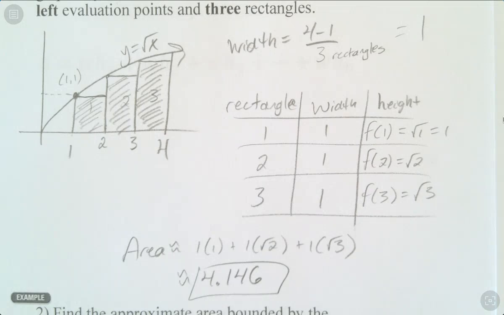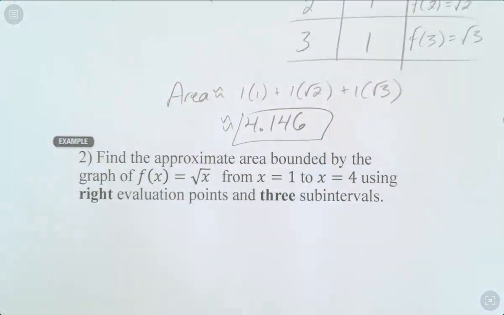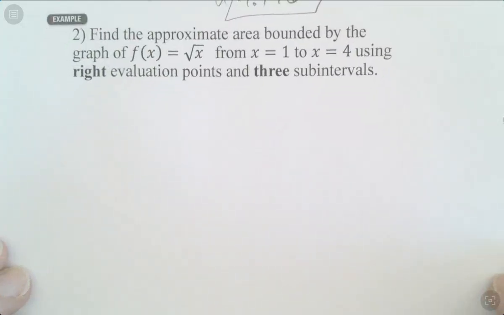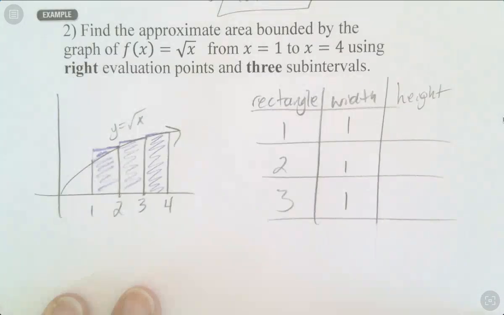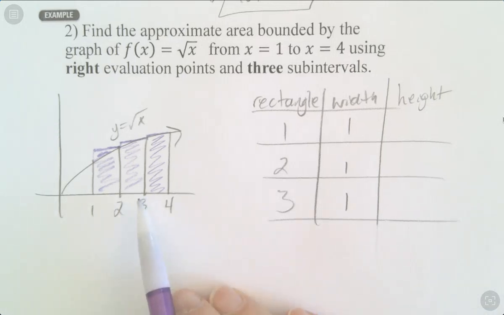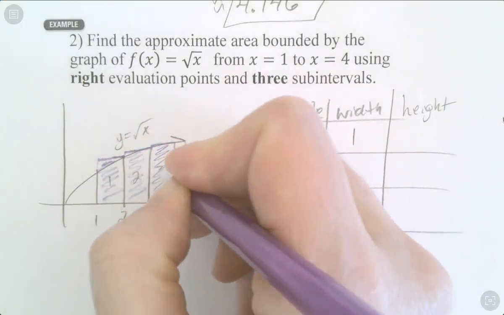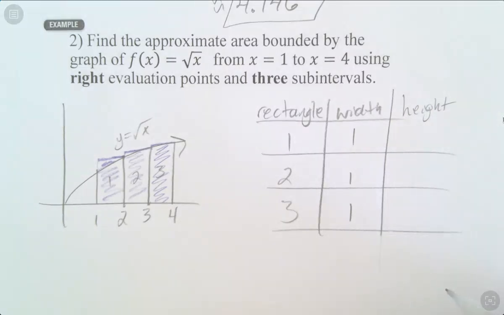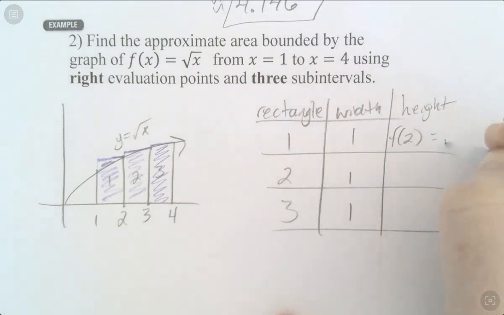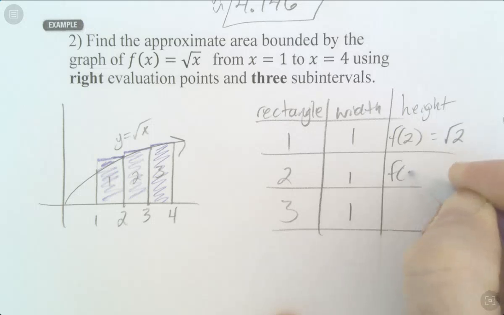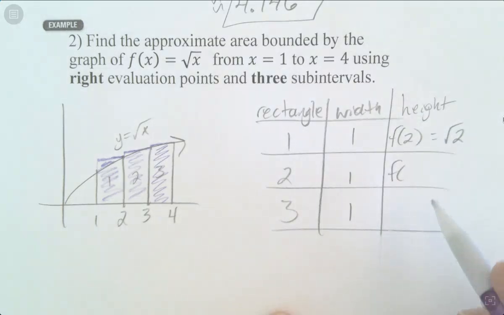All right, let's do number 2. I'm going to see what you can do on your own. It's basically the same thing as number 1, except now you're using right evaluation points. So the difference here is that you're using the right evaluation points. So the height of rectangle number 1 is going to be what? 2. Nope. Square root of 2. So this time it's going to be f of 2, which is the square root of 2. What about the height of the second rectangle? Yeah, f of 3, which is square root of 3.